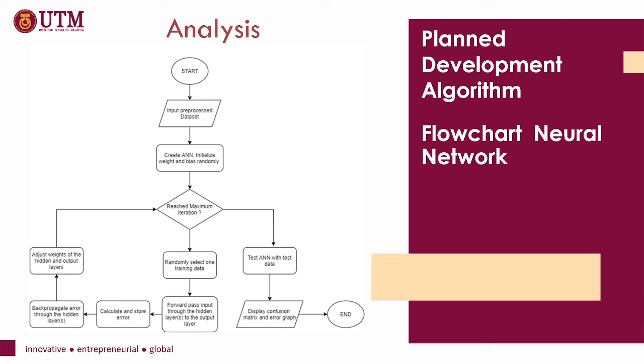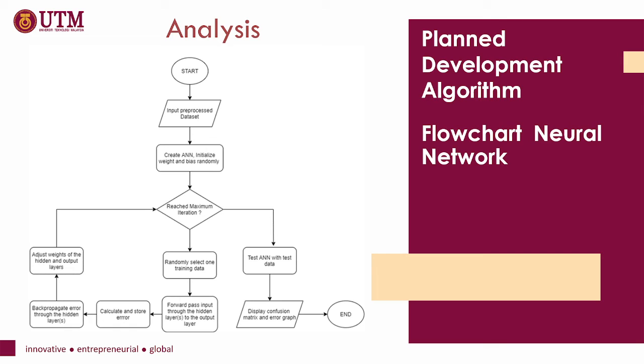This is the flowchart of the neural network. The previous one was the framework, which was more specific about what is inside, but this is the outside flowchart, about how the neural network is going to work. So first of all, we start. We do the data preparation and input the processes, pre-process the data set, and we create the ANN, the artificial neural network, initialize the weights and the bias randomly, and reach the maximum iteration.